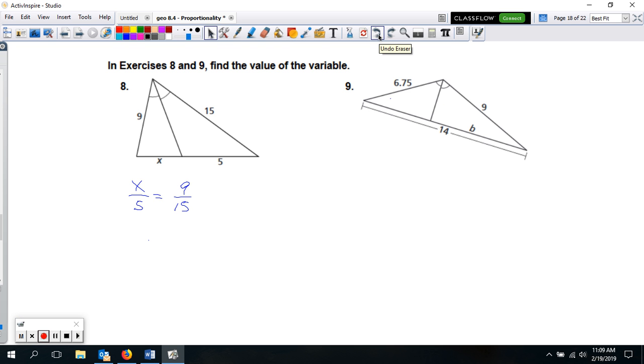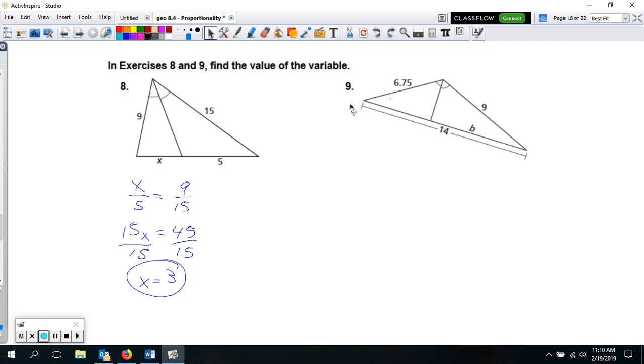So now all we have to do to solve for x is cross multiply. So that's going to be 15 times x, 9 times 5. So 15x is equal to 45, and divide by 15. 45 divided by 15, that's easy, just 3. So the value of the variable is 3 for number 8.